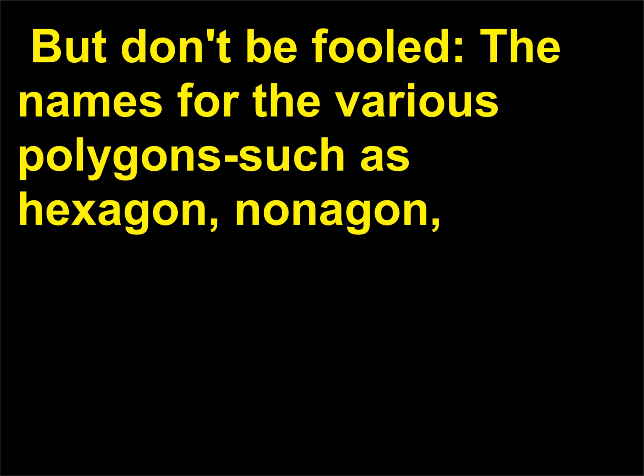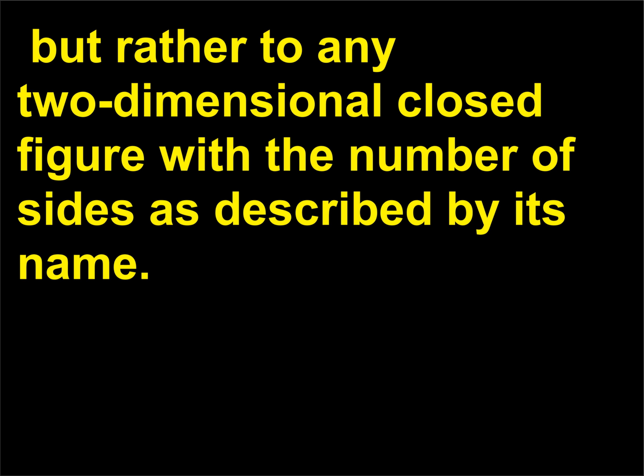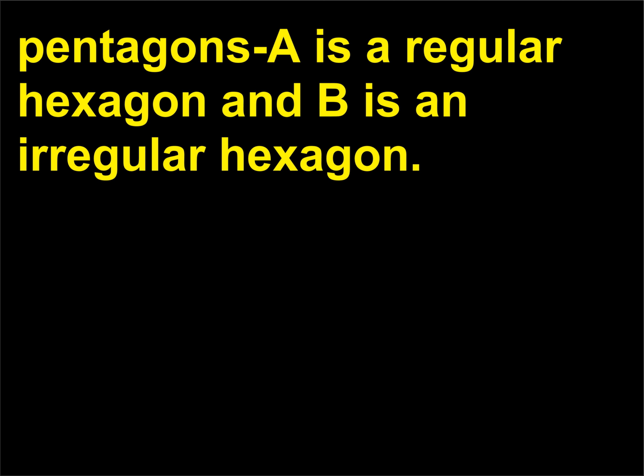But don't be fooled, the names for the various polygons such as hexagon, nonagon, and pentagon, depending on number of sides, don't just apply to the regular polygons, but rather to any two-dimensional closed figure with the number of sides as described by its name. For example, the 2 figures shown above are both hexagons. A is a regular hexagon and B is an irregular hexagon.